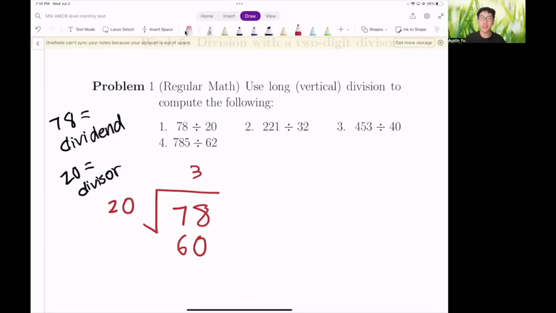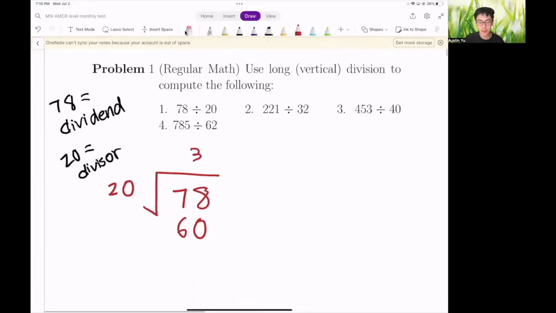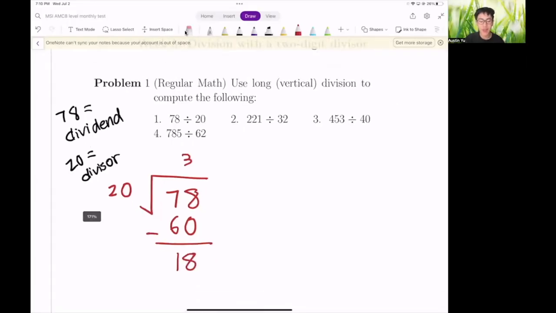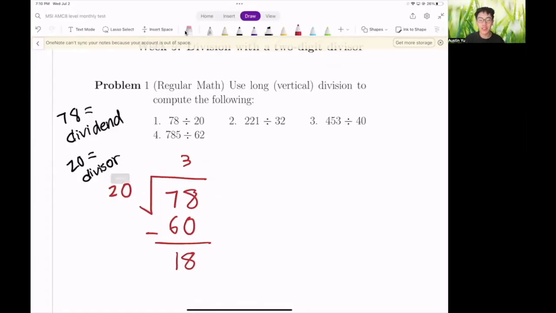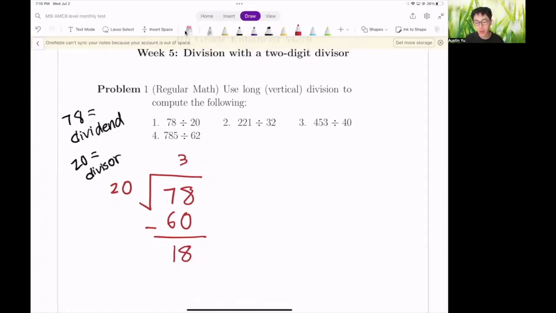And now we subtract these two numbers to get the remainder. 78 minus 60, that gives us 18. And since 18 is smaller than 20, we cannot divide further, which means that the answer is 3 with remainder 18. The R represents remainder. So this is your answer for number 1.